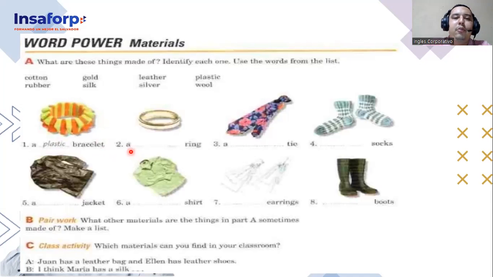What about number two? A gold ring. Okay, thank you, guys. What about number three? A silk tie. Yeah, because the majority of ties are made of silk. It's very weird to find a tie that is made of cotton.